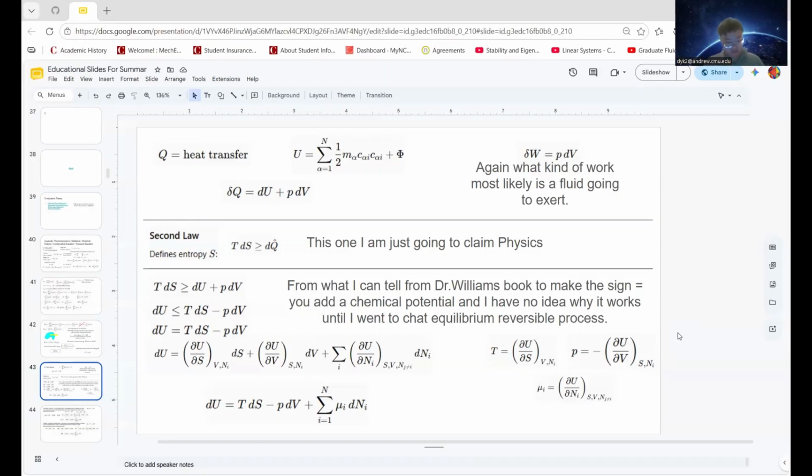There could be something else in here, but I couldn't think of anything. And the book definitely did not think of anything because they just put PdV. But theoretically, there could be more additions over here that I don't know about. I don't know what kind of work it would be, but there could be more. Not sure. Genuinely not sure.